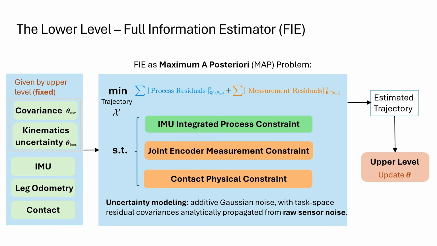At the lower level, we fix the calibration parameters and solve a maximum a posteriori problem. Concretely, we run an optimization over the whole trajectory, seeking the trajectory that best fits the IMU-driven process model and the kinematic measurement model. In this formulation, the process and measurement residuals are weighted by the covariance, and the associated uncertainty is modeled through additive Gaussian noise with task space residual covariance obtained by analytic propagation from the raw sensor noise.